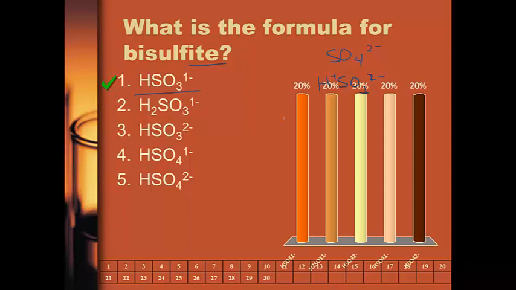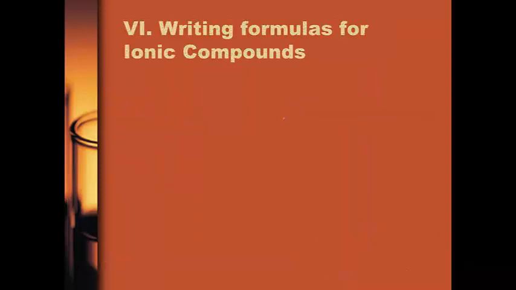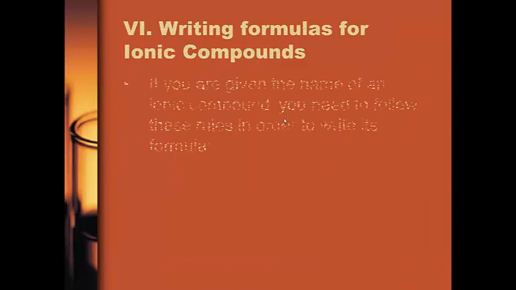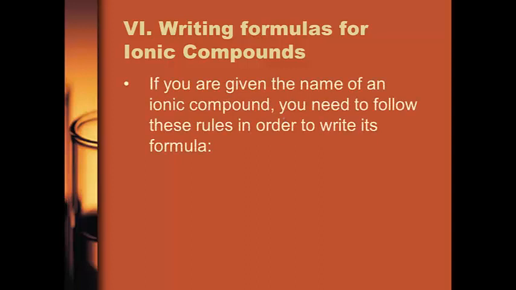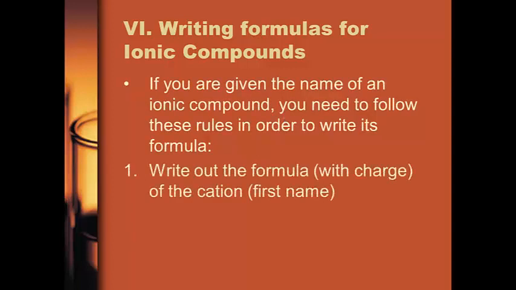Okay, now, writing formulas for ionic compounds. If you are given the name of an ionic compound, you need to follow these rules. Write out the formula for the cation. The first name of the ionic compound is the cation. It's not going to tell you the charge, so you need to be able to figure it out from the name. Okay, the second name is the second ion.